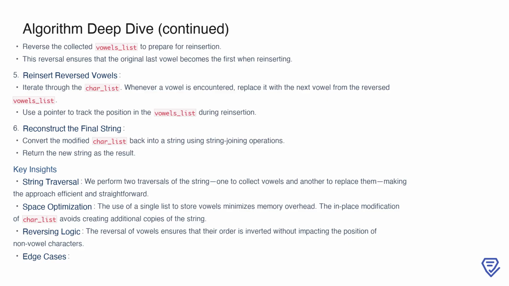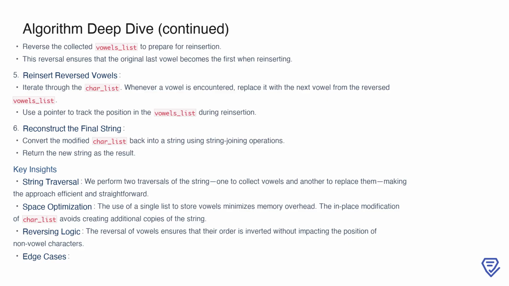After reversing this list, we proceed to reinsert these vowels into their original positions. To do this effectively, we iterate through the list of characters, and whenever we encounter a vowel, we replace it with the next vowel from our reversed list. A pointer is used to track our position in the reversed vowels list, allowing us to sequentially reinsert the vowels in their new order. Finally, after all the vowels have been replaced, we reconstruct the string. Since the character list has been modified in place, we can join it back into a string and return it.